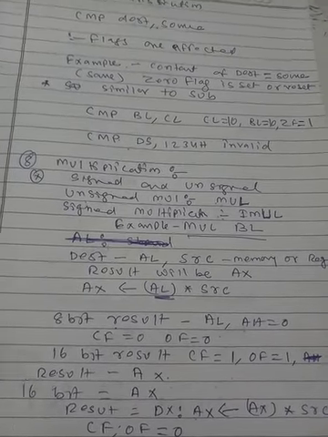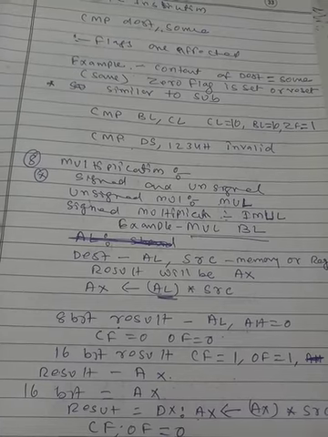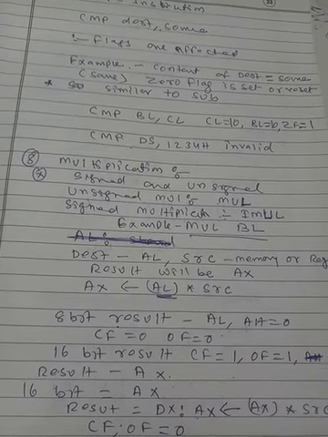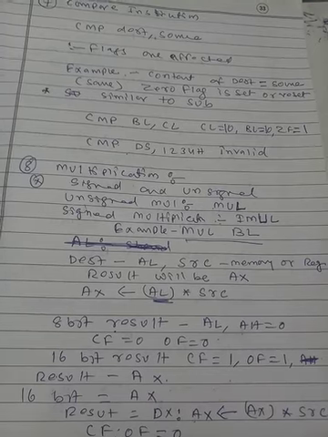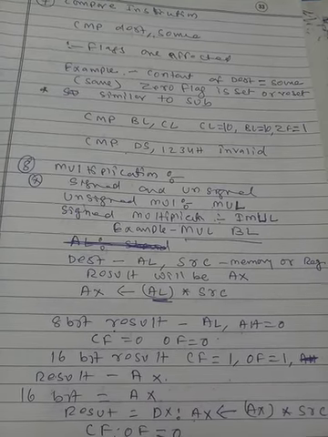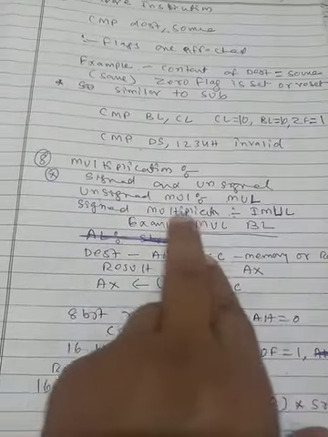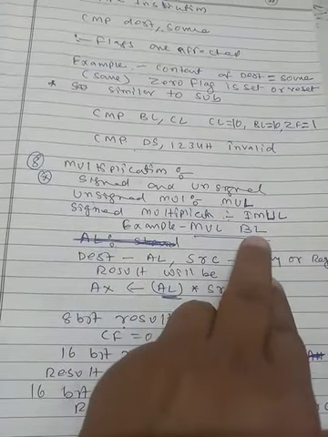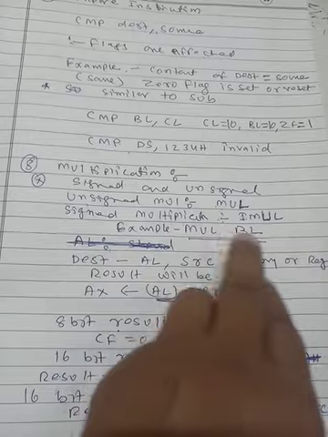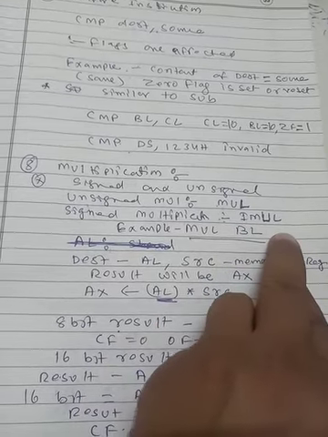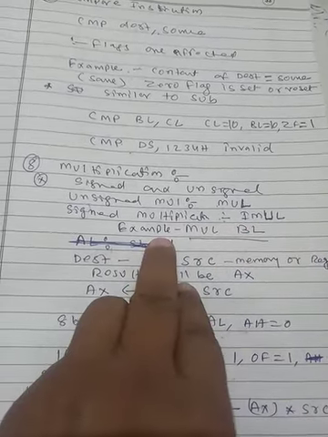Multiplication. Signed means we are told both positive as well as negative numbers. Unsigned means only the numbers which are 0 and above, only positive numbers. So for unsigned multiplication, you have to use the MUL, and for signed multiplication, you have to use the IMUL. Let us see the example of the unsigned.